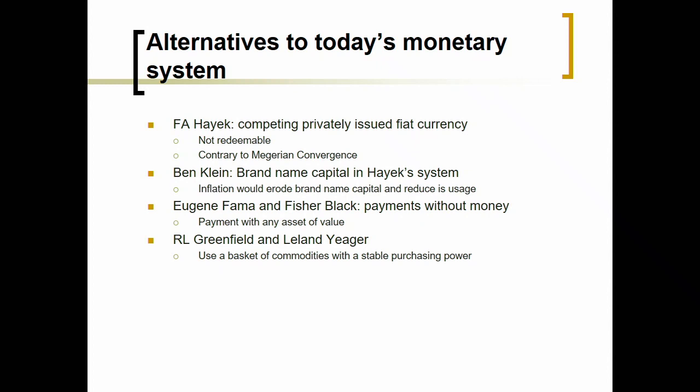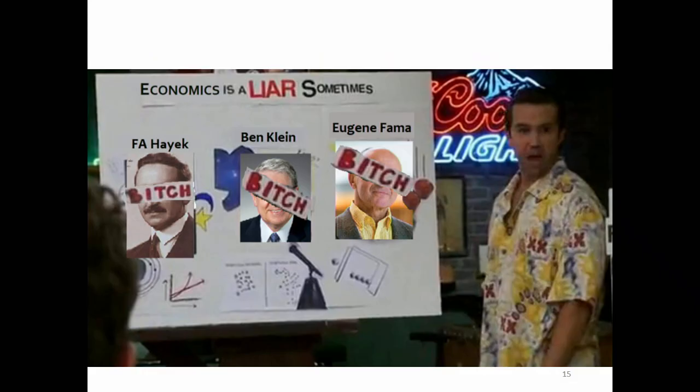Again, it's contrary to Mengerian convergence. You see banks kind of doing that, but you never see individuals doing that. It's a little too difficult. Yes, so this was basically what I saw from that class, that economics is a liar sometimes. Three Nobel Prize winners, all making us look like stupid econ bitches.